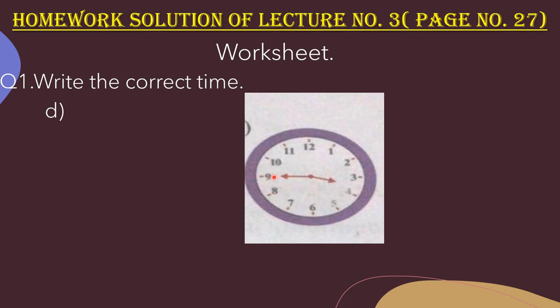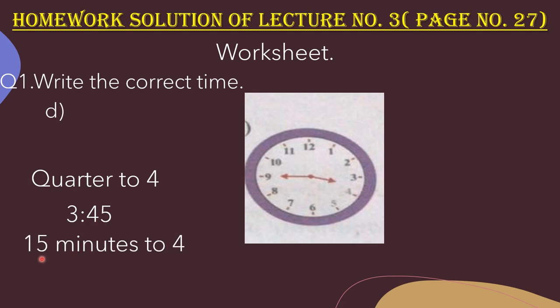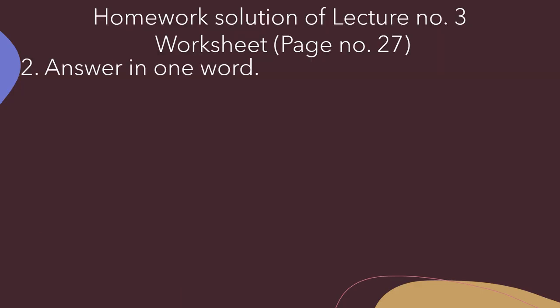So what is the time? Quarter to. And our hour hand is between 3 and 4 but slightly nearby 4. So how we can write the time? Quarter to 4 means 4 बजने में यानी 4 o'clock होने में 15 minutes left है. And 3:45. Or in another way we can write 15 minutes to 4. Okay. Now question number 2.